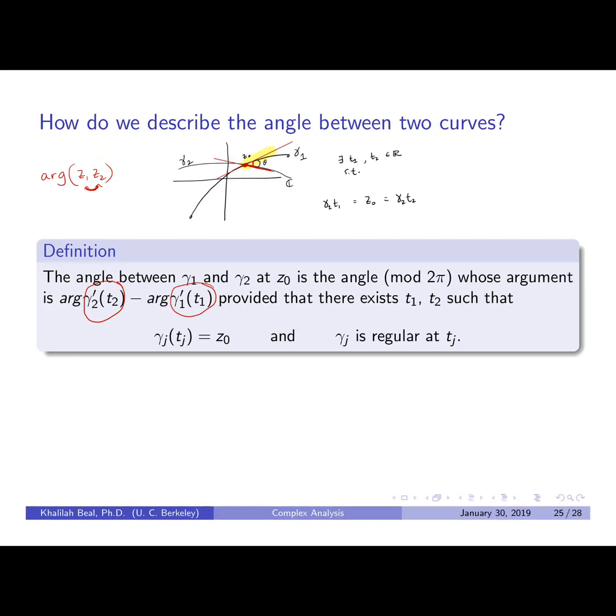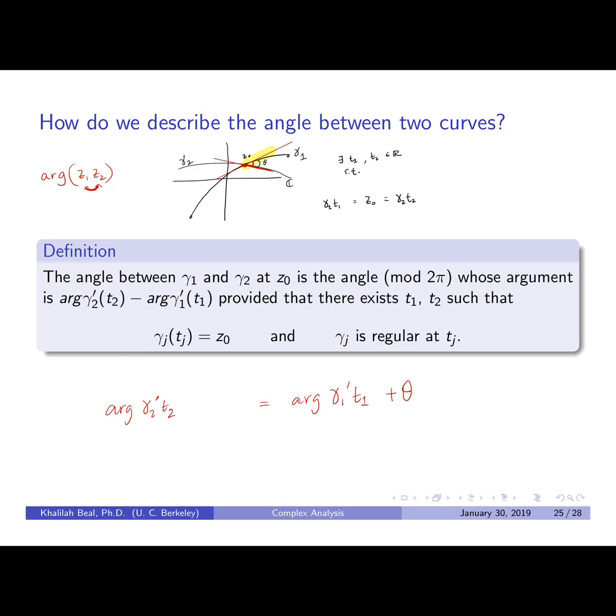So let's look at this. What we're saying is that theta plus the argument of gamma 2 prime at T2 is equal to the argument of gamma 1 prime at T1, right? Because this now is the same as the argument of multiplying those two together. So solving for theta, or wait, I think I did it the other way around. So it should be that theta is equal to this plus this. So adding theta to the argument of gamma 1 prime results in the argument of gamma 2 prime at T2. Okay, so this is our definition.